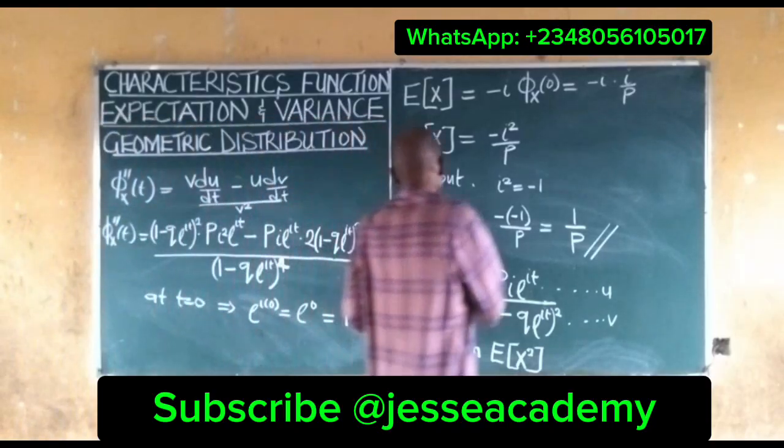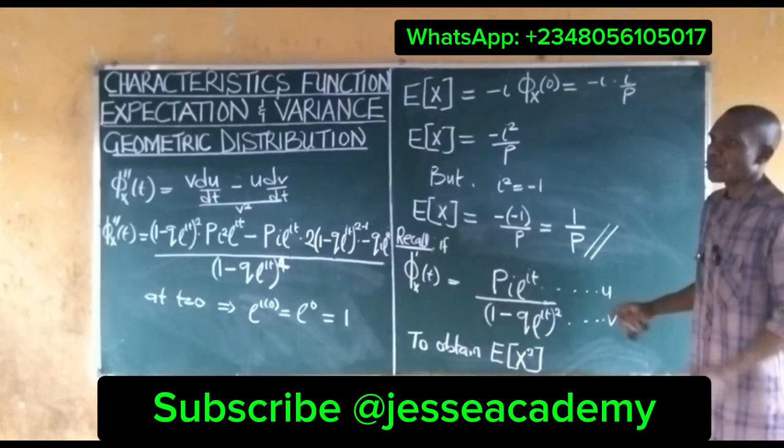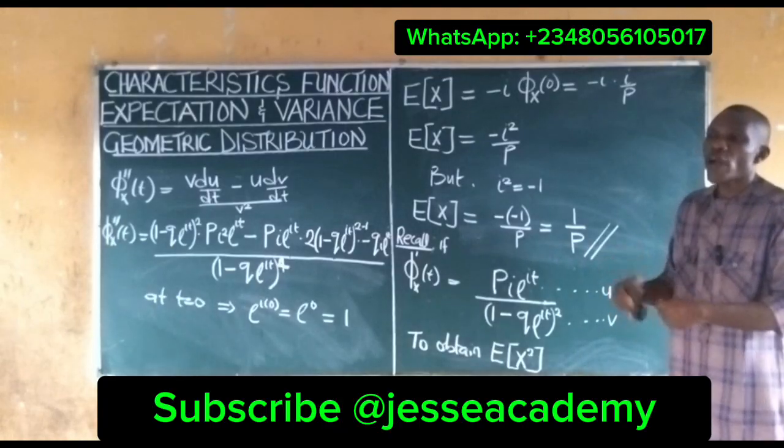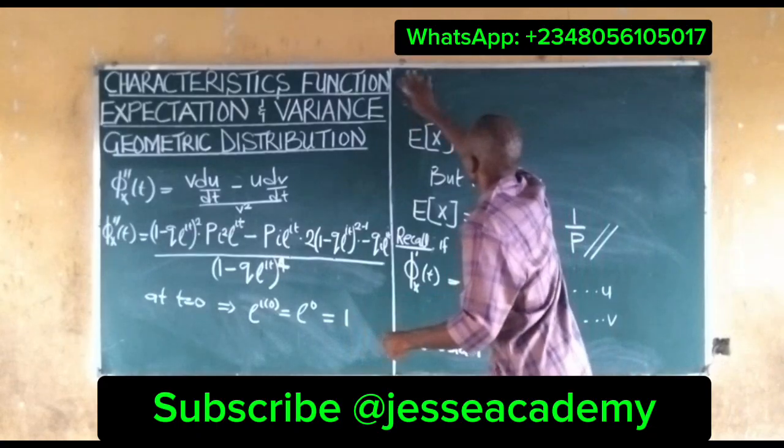We should not forget that our expected value of x is equal to 1 all over p, because we will recall it when we are looking for our variance. So we move over to this other side of the board.